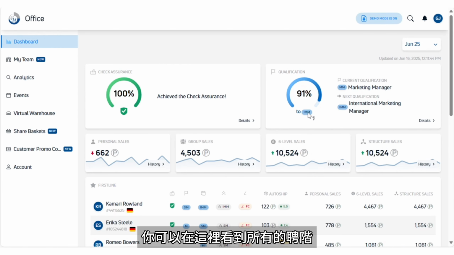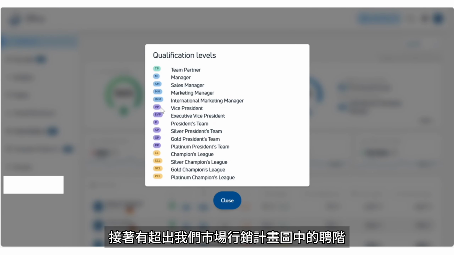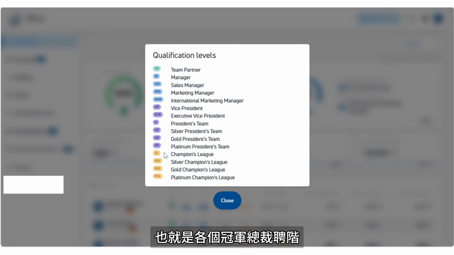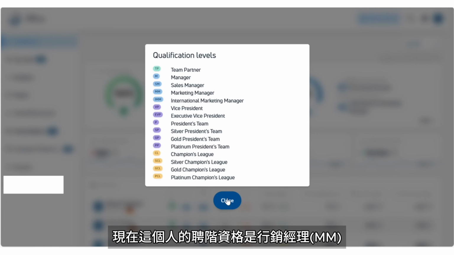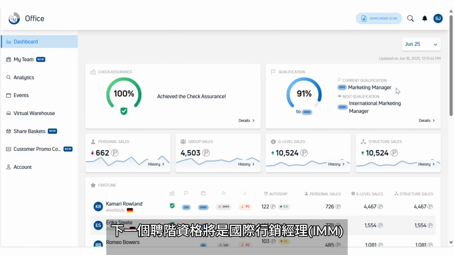So you see all the shortcuts here are explained properly. So we have the team partner, then we have our management ranks, then we have our top management ranks, and we have our ranks out of the Champions League marketing plan. The current qualification of this person is a marketing manager rank. The next qualification would be the international marketing manager.